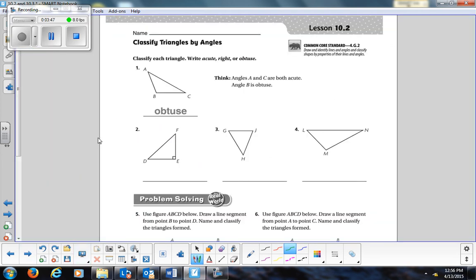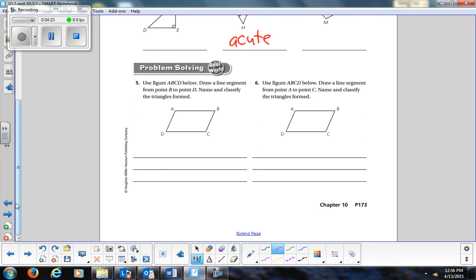All right, so let's take a look at your homework. It says classify each triangle, and you're going to write acute, right, or obtuse. So this is 10.2. This one is an obtuse angle. If I was to draw a right angle, just straight up and down, it's bigger. So ABC is an obtuse angle. Let's look at number 3. I've got a small angle here, a small angle here, and a small angle here. So this is an acute. I think you guys can work on the other 2 problems on your own.